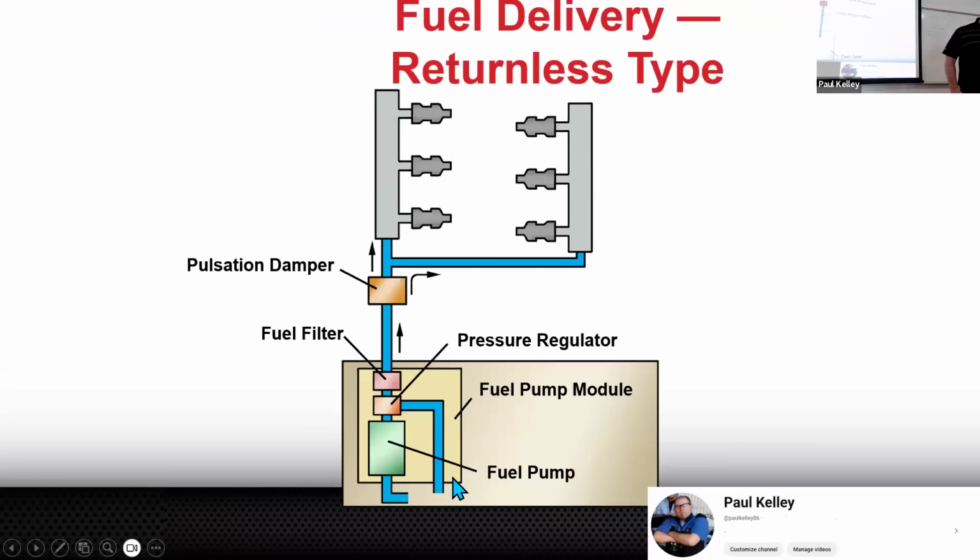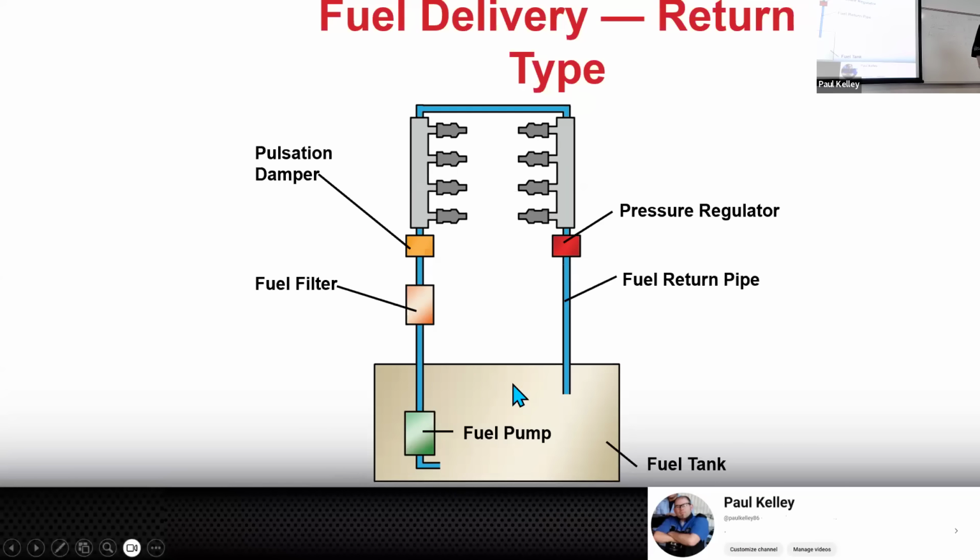It could be a big job or a small job, but from there, it's going to go into the line, right? This is a return style fuel system. So one of the things I want to show you, it's going to pump it up in the line. It's going to go through the fuel filter. What do you think the fuel filter does? Yeah, it's going to clean it up. It's going to filter it. It's going to catch that rust that came from the metal fuel tank.